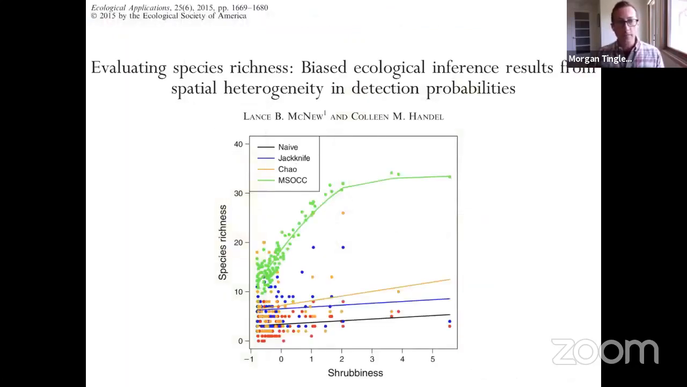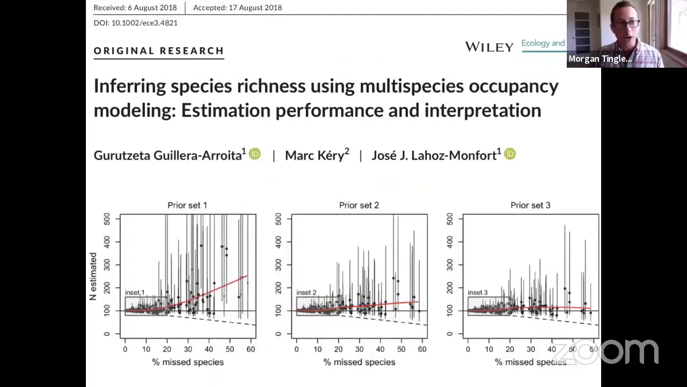People have been using occupancy models in a variety of ways to look at community ecology for a number of years. This is a paper by Lance McNew and Connie Handel in 2015 that uses multi-species occupancy models to look at whether or not we can estimate the true alpha richness of species at sites. More recently, our very own chair, Guru, published a paper with colleagues in Ecology and Evolution that again was using multi-species occupancy models to calculate alpha diversity. That is the number of species that actually exist at a site.